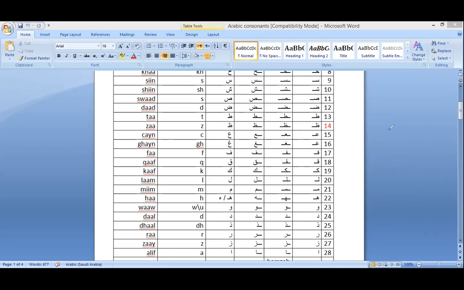Okay. So this shape of ha can only be found at the beginning. But this shape can only be at the end of a word. This shape can be at the beginning, the middle, but when it comes to final, this is the shape of ha. You cannot end a word with ha of that shape. No, ha has this shape at the end. So that's another letter that also changed its shape. Are we together, guys?